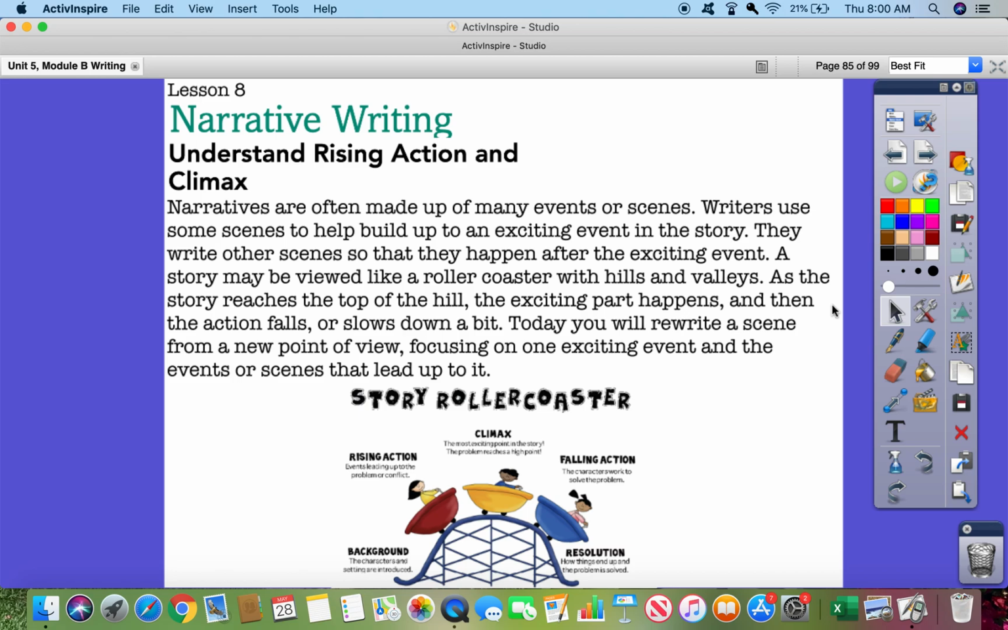Today, you will rewrite a scene from a new point of view, focusing on one exciting event and the events or scenes that lead up to it. So again, we want to think about the plot or the events in a story as a roller coaster. We have the background, so the characters and the setting get introduced, our rising action. These are the events leading up to the problem or conflict. The climax is the most exciting part of the story. The falling action, the characters work to solve the problem. And then finally the resolution, or how the problem gets solved at the end of the story.